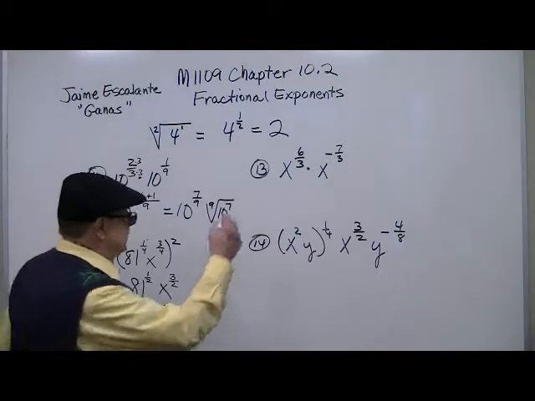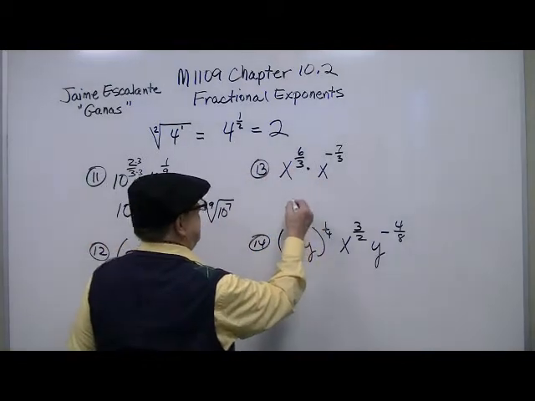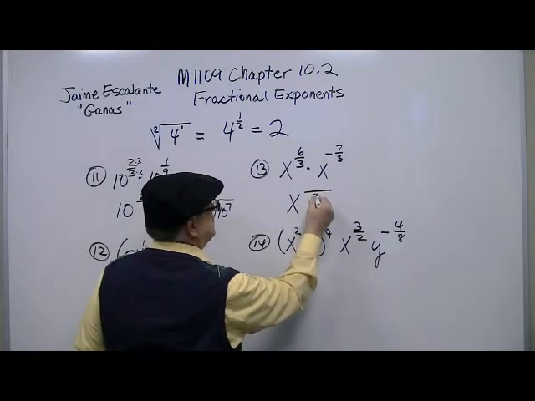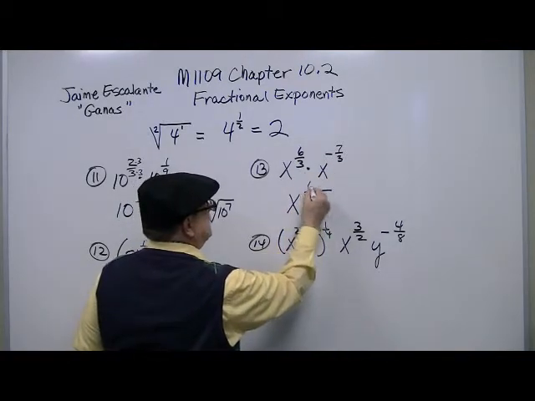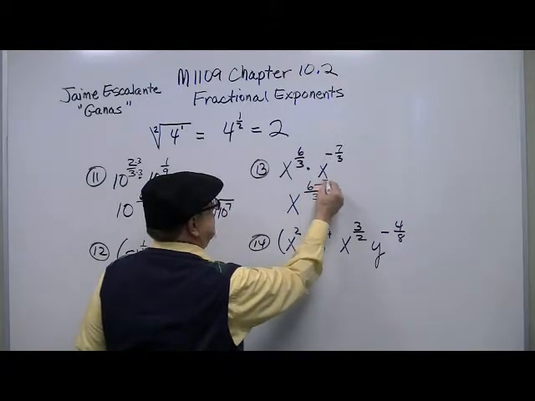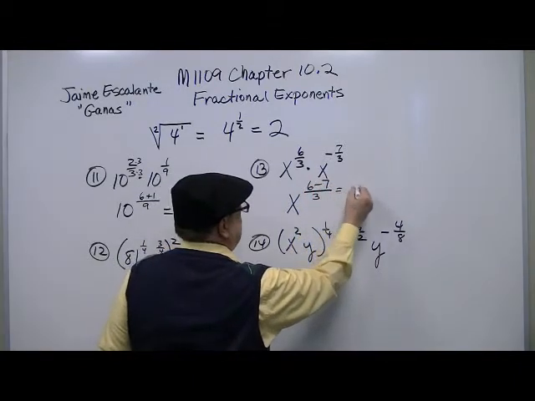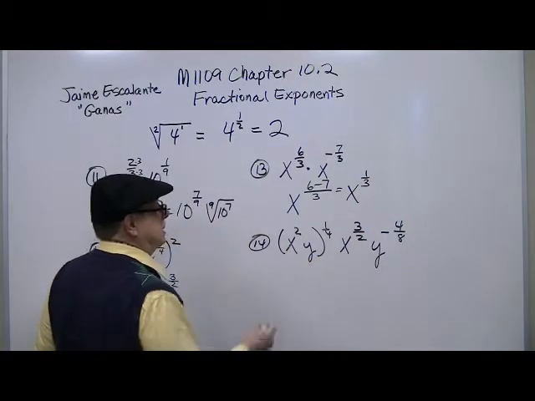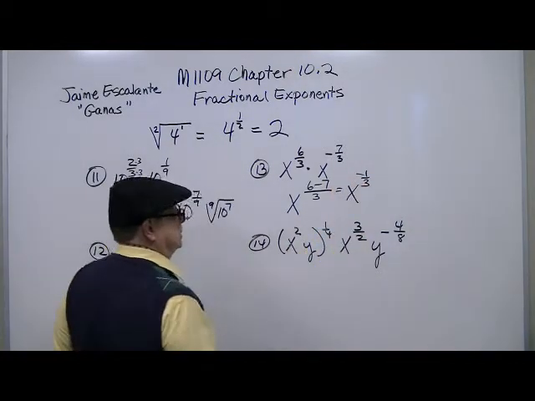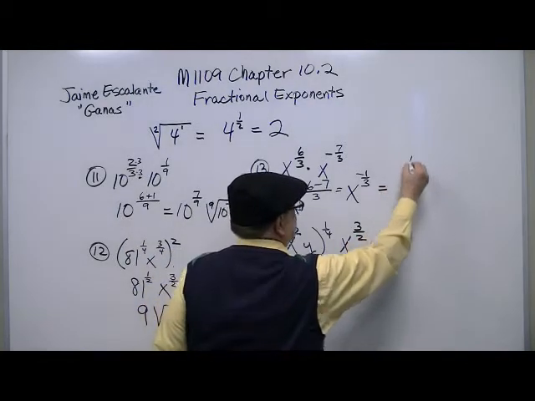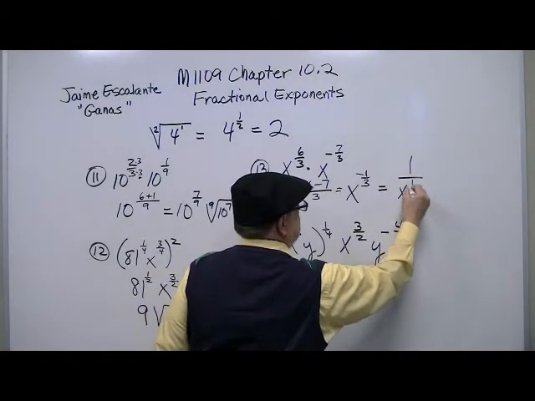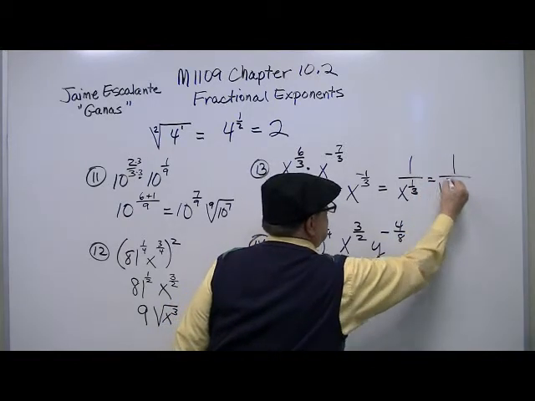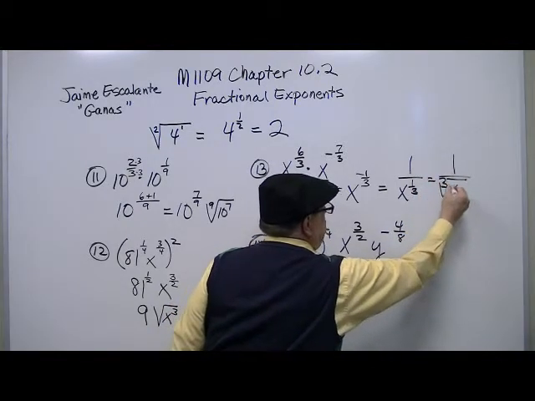All right, here we have negative exponents, but we're just adding anyway. So x, my common denominator is 3. 6 minus 7 will be x to the negative 1/3, which then becomes 1 over x to the 1/3, or 1 over the cube root of x.